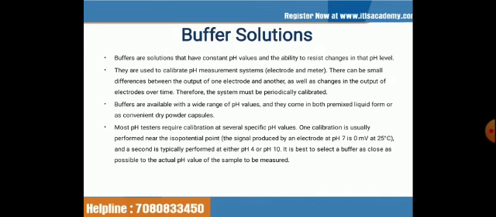It is best to select a buffer as close as possible to the actual pH value of the sample to be measured. Suppose your solution is acidic in nature and you want to calibrate its pH, then you have to choose a pH 4 buffer. Otherwise, if your solution is somewhat basic in nature, reading up to 6 pH, then you have to choose the pH 10 buffer.